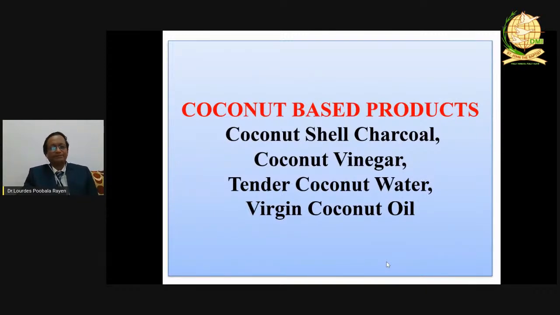See, this is another example. In India, we are following this. See, these are all value-added products. Coconut shell is used as a charcoal. Using coconut, we are producing vinegar. And the tender coconut water is being sold in tins. And virgin coconut oil we produce. And it is being sold widely in different packs. Not only in India, it is being exported to foreign countries also. A lot of opportunities are available.